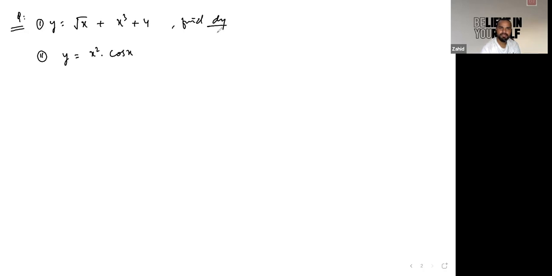Okay, I'm giving you some problems regarding it. Try to simplify it. If y equals root of x plus x cube plus 4, find dy/dx. And y equals x squared times cos x, find dy/dx in each. Here we have 4, which is just a constant term, and differentiation of any constant term will give you just 0.